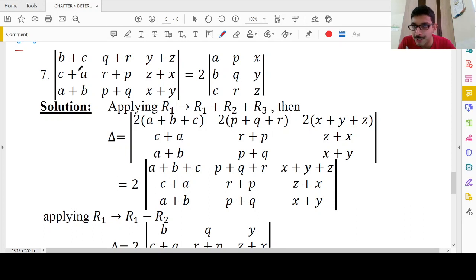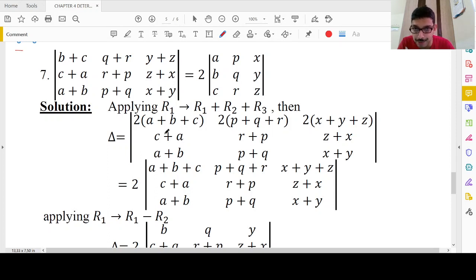Now to the last problem: determinant B plus C, Q plus R, Y plus Z, C plus A, R plus P, Z plus X, A plus B, P plus Q, X plus Y equals 2 times determinant ABC, PQR, XYZ. Let us see how it is done. First I apply R1 changes to R1 plus R2 plus R3. Then all of these will be added, that is B plus C plus C plus A plus A plus B. That means it will become 2 times A plus B plus C, then 2 times P plus Q plus R, then 2 times X plus Y plus Z.